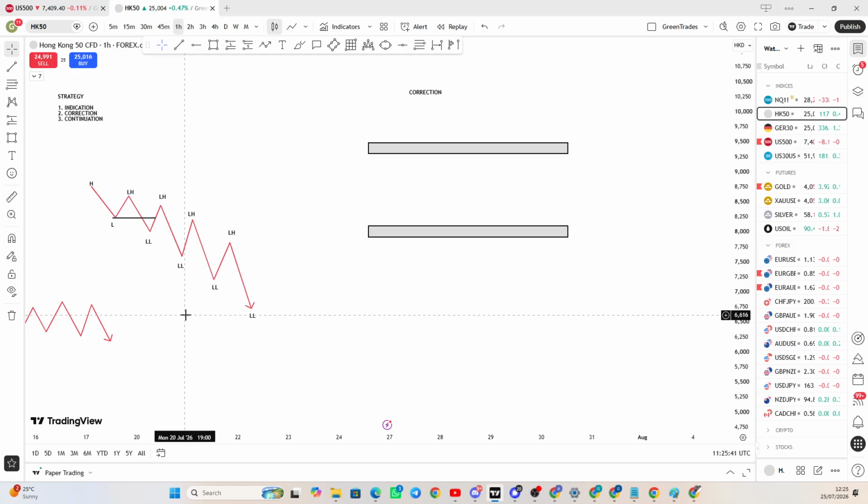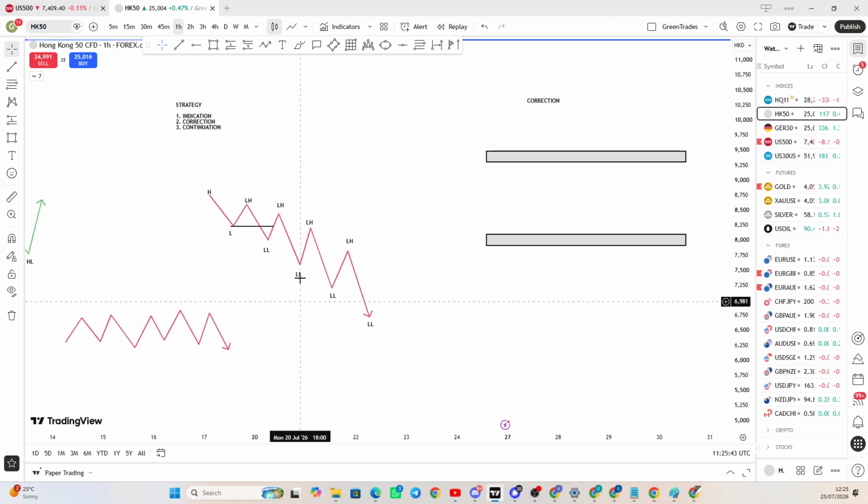Yes, so the correction in a bearish market is always the formation of lower lows and lower highs. Anytime you're seeing lower lows and lower highs being formed, you know that is a correction being made. The high that is made from the low is what tells you that the correction has almost been completed for the continuation to begin.